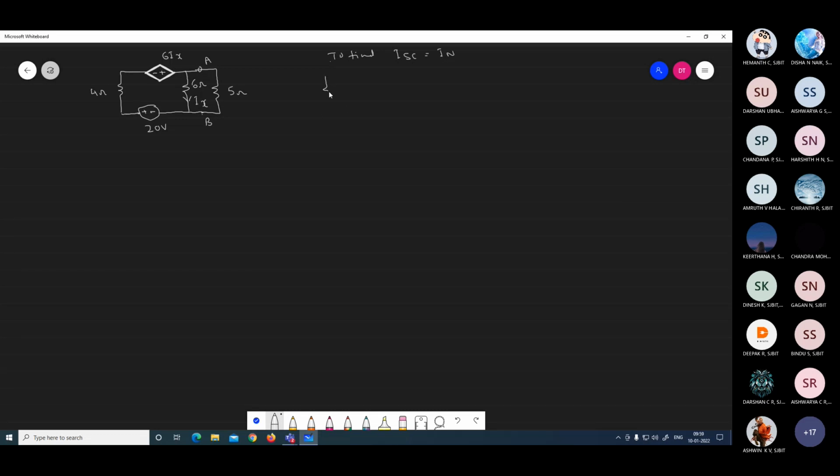To find out a short circuit current, short the load terminal. So I am shorting the load terminal here. This is positive, negative, and here this is 20 volt. Okay, and this is 4 ohm, and this is the 6 ohm. Here they mentioned the current as Ix, and this is your 6Ix. I am shorting the load terminal. Okay, this is our short circuit current in this. Then looking from the diagram, what is the Ix now?